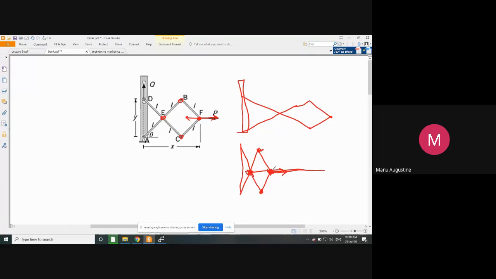And when you bring it closer to the frame, this point will climb up. And when you take it away from the frame, this point will climb down. Similarly, when this point is taken away, you can see that this point itself will move in the direction of the applied force P, and this can be moved backwards also.